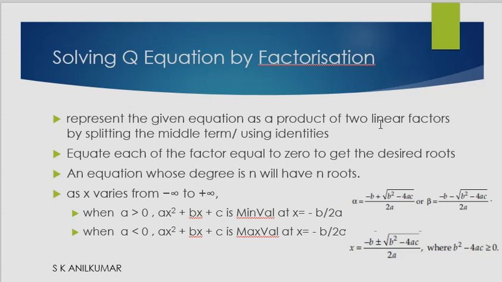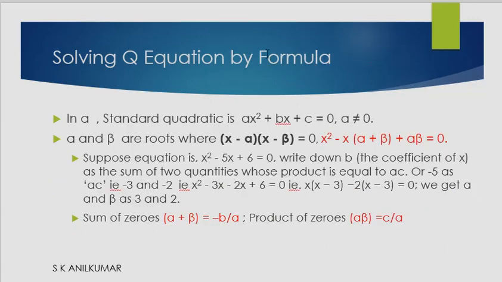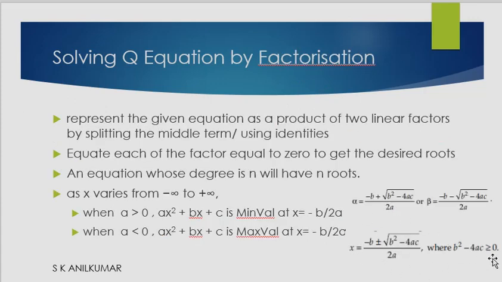And then we represent the equation as a product of two linear factors, and then by splitting the middle term. Which is the middle term? ax square plus bx is the middle term, using the identity. This is the factorization method. Now another is the formula method. In a standard quadratic equation, the form is ax square plus bx plus c equals 0. a is compulsorily non-zero, and b square minus 4ac is greater than or equal to 0.